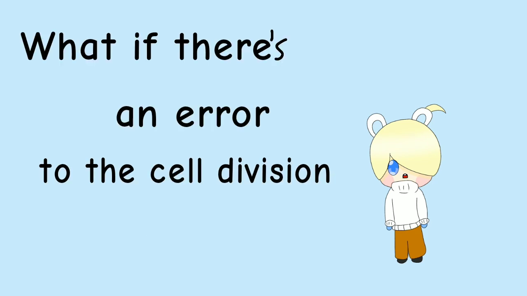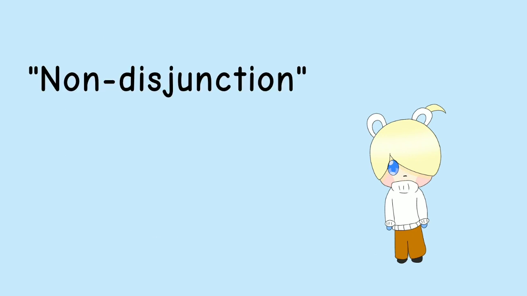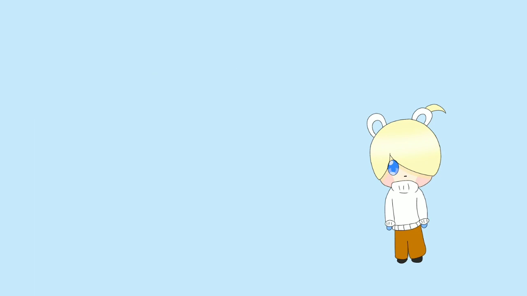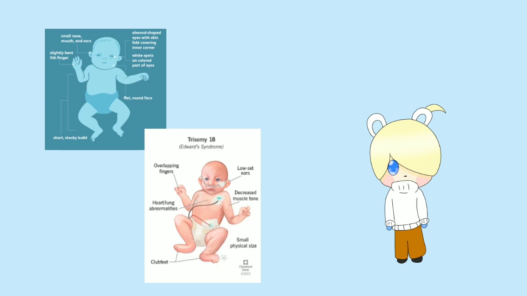But what if there's an error in the cell division? For example, one of the chromatids didn't separate correctly. We call this non-disjunction. This can also lead to genetic disorders, for example, Down syndrome, trisomy 18, and more.